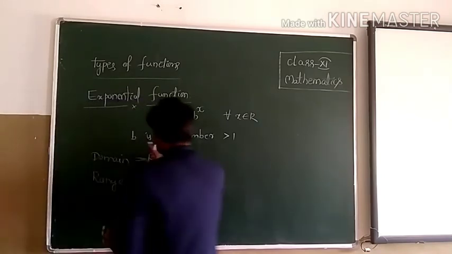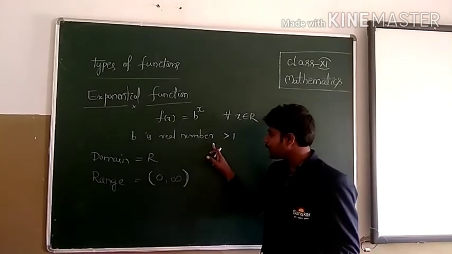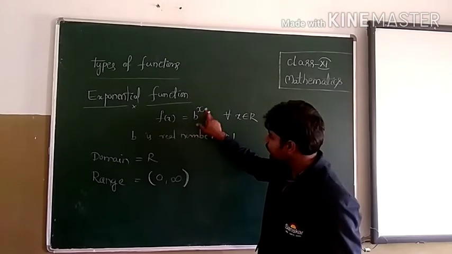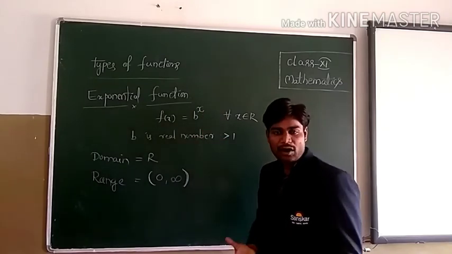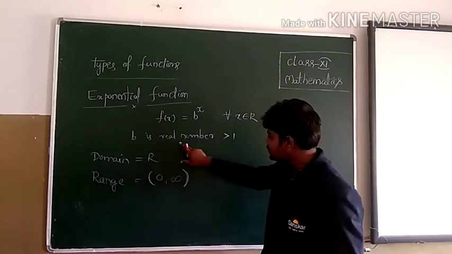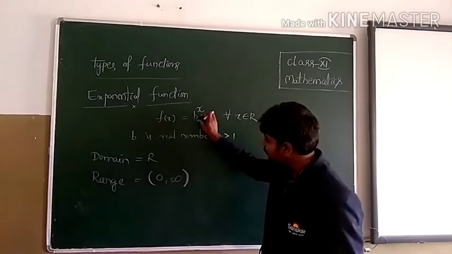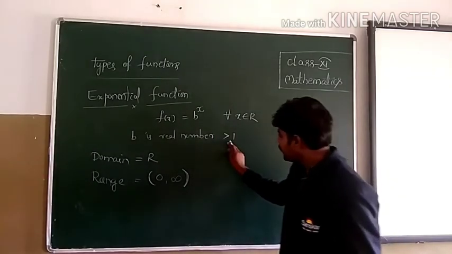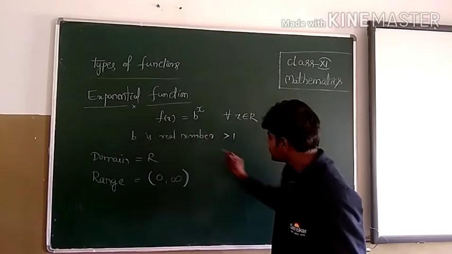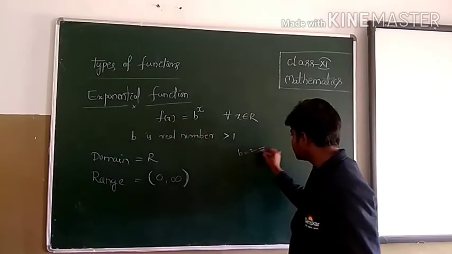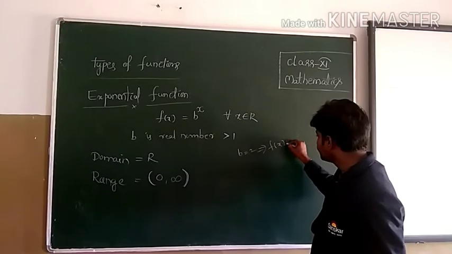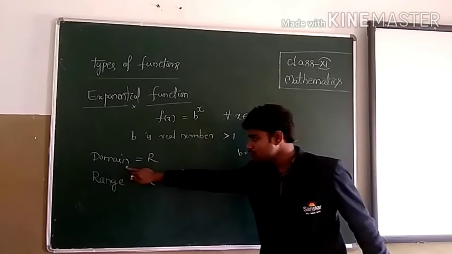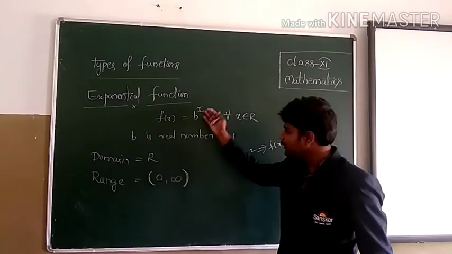Okay, so let's see why b is a real number greater than 1. If it is 0, then 0 power anything, we can't say exactly how much it is, right? So that's why it must be greater than 1. Sometimes it may be a negative value, and at that time also we cannot decide properly. So if I take b is equal to 2, then f of x is equal to 2 power any value you can take, because the domain is R. You can take any x value.